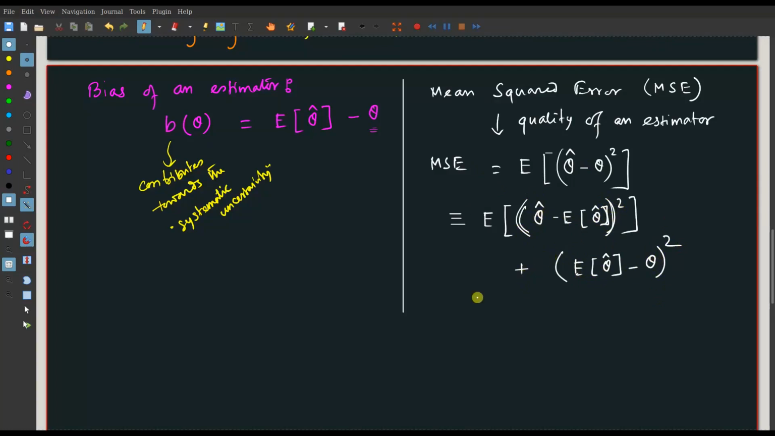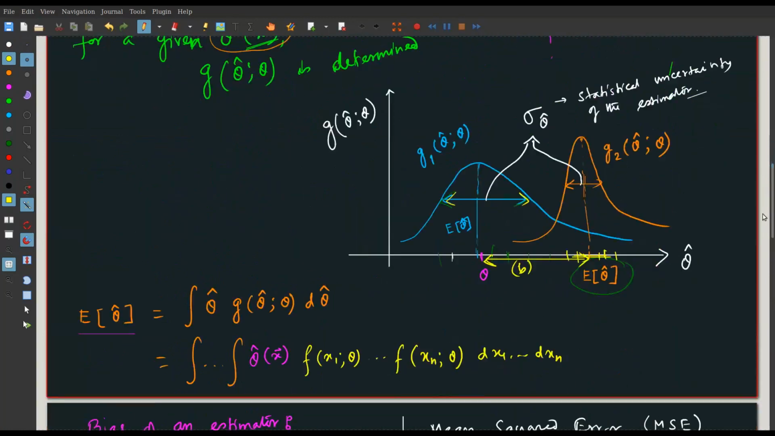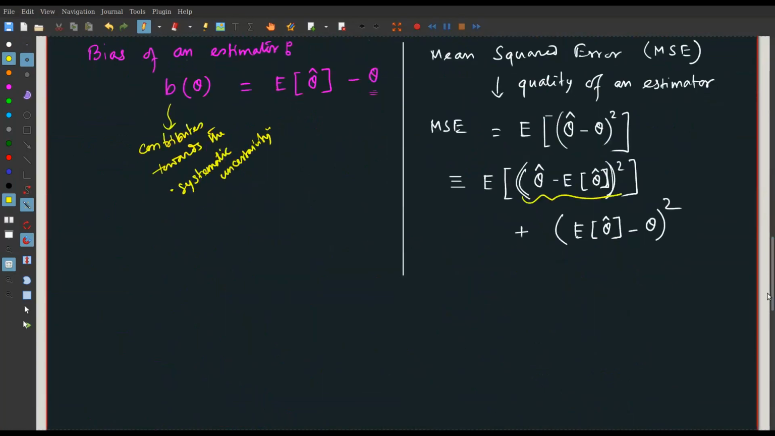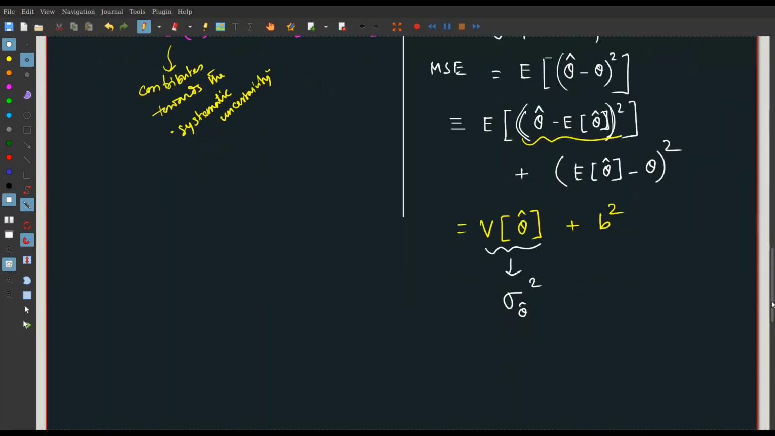Now if you notice, this thing, theta hat minus expectation value of theta hat whole square, is precisely the statistical uncertainty. So this is the variance of theta hat, or sigma theta square, for that particular distribution, and then this is the bias square. It doesn't matter whether you have a positive bias or a negative bias, since you are squaring, any non-zero bias will reflect in here. And this V of theta hat is nothing but sigma theta hat square.